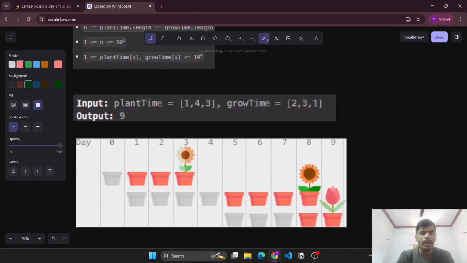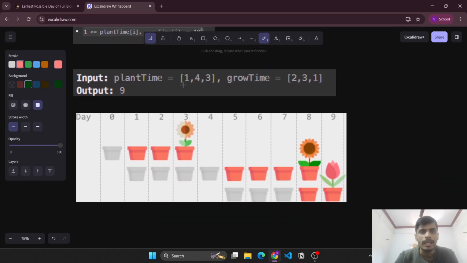For example, if we have this as the given input, where the plant times are 1, 4 and 3, and grow times are 2, 3 and 1. We'll start from day 0. We can plant the 0th seed at day 0. It will take 1 day for the planting, then 2 days for the growing, and on the third day it will bloom.